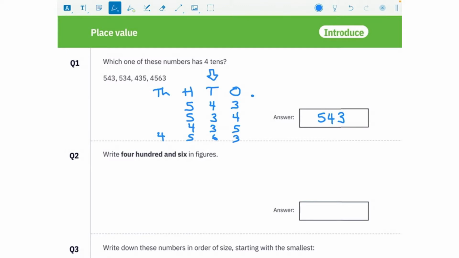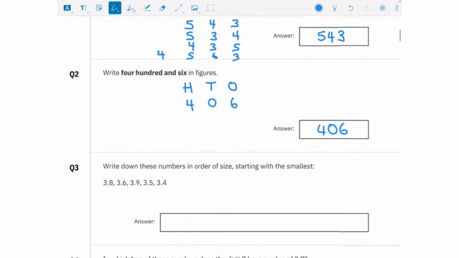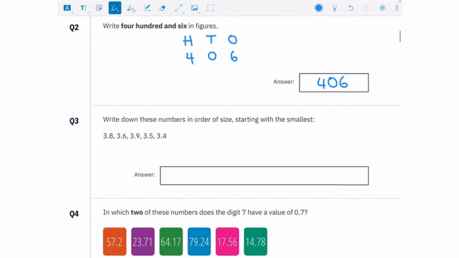For the second question, write 406 in figures. So 406 is going to have a 4 in the hundreds column and a 6 in the ones column. And then because there's no mention of the tens, we know that there aren't any. So this is 406. For question number 3, write down these numbers in order of size, starting with the smallest.